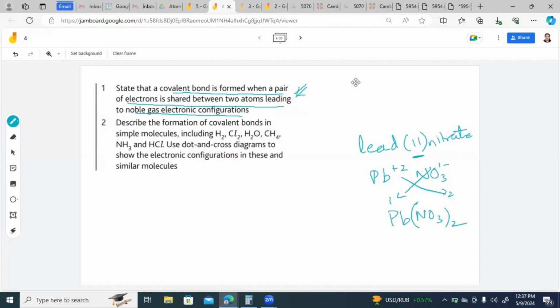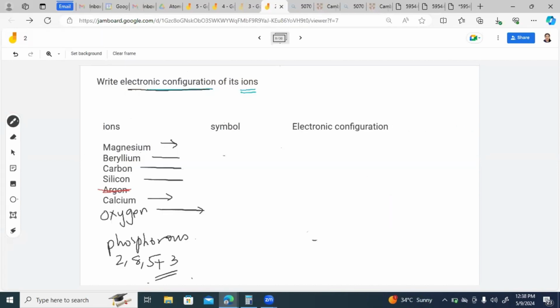What happened in the paper? We have to write the electronic configuration of these ions. Magnesium. What would be the symbol of the magnesium ion? Mg 2 positive. Okay. Beryllium.